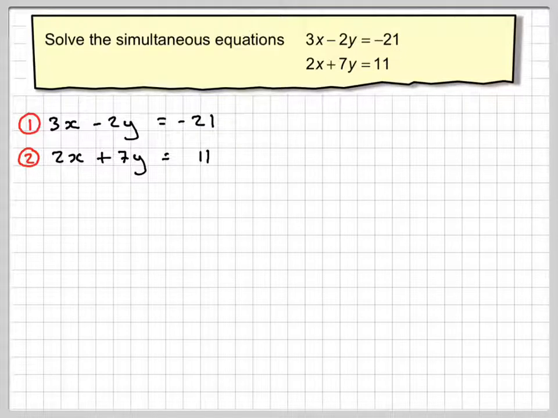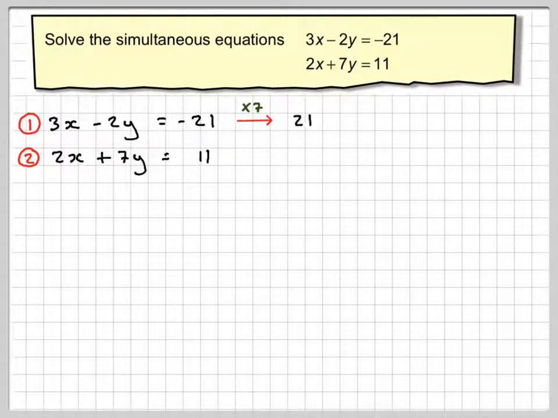You can either make the x's the same by multiplying the top one by 2 and the bottom one by 3, or make the y's the same by multiplying the top one by 7 and the bottom one by 2. I'm going to make the y's the same, so I'm going to multiply the top one by 7.